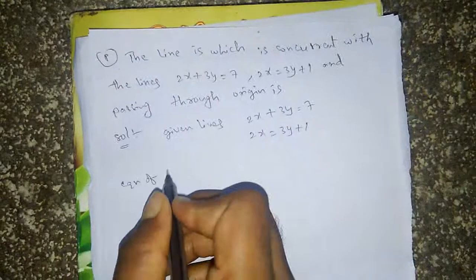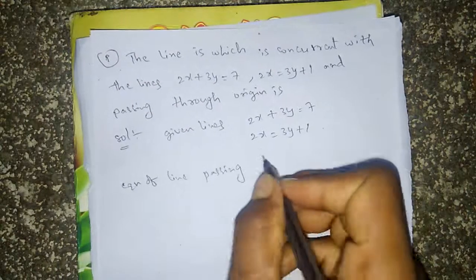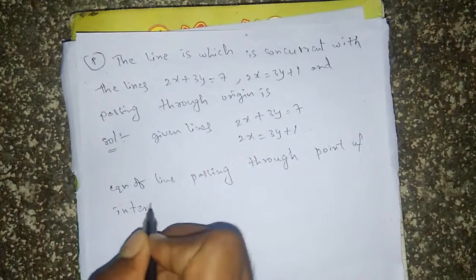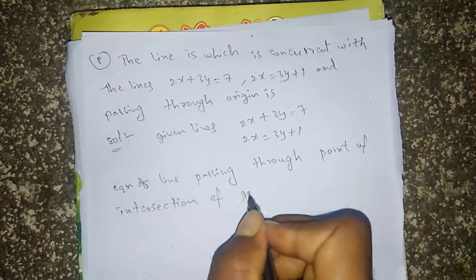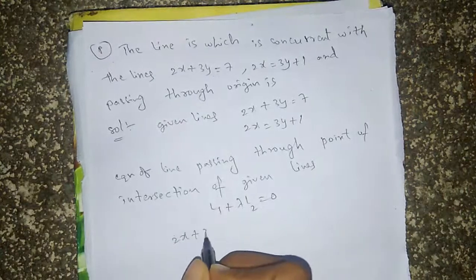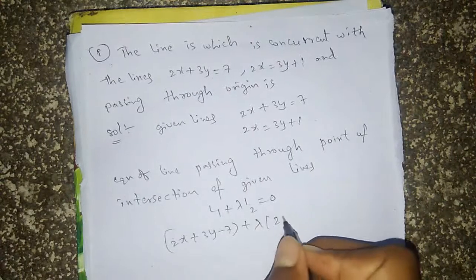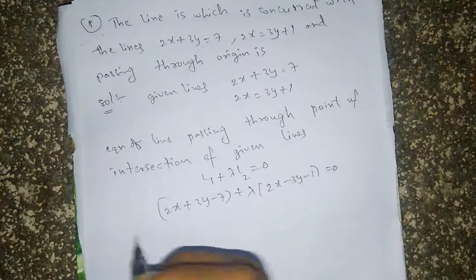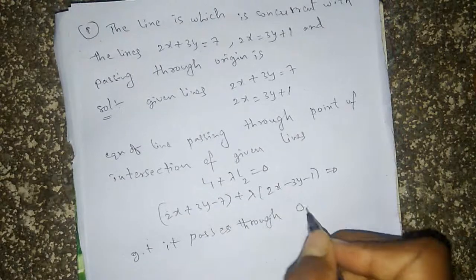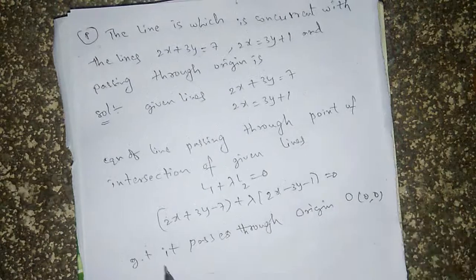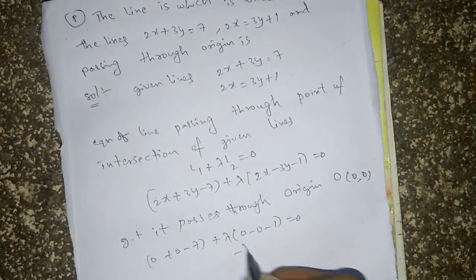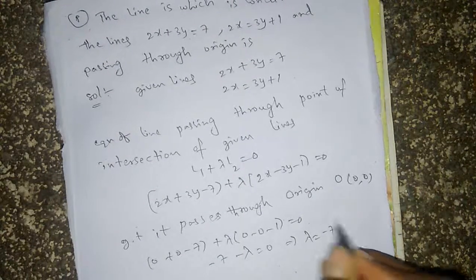Now the equation of a line passing through the point of intersection of the given lines: L1 + lambda L2 = 0, 2x + 3y - 7 + lambda(2x - 3y - 1) = 0. Now given that it passes through origin, substitute in this equation: 0 + 0 - 7 + lambda(0 - 0 - 1) = 0, so -lambda - 7 = 0, which implies lambda = -7.